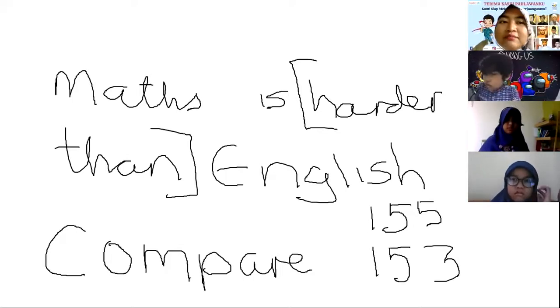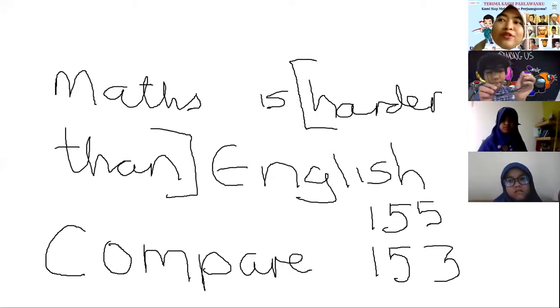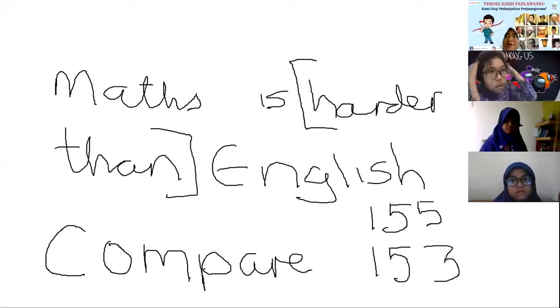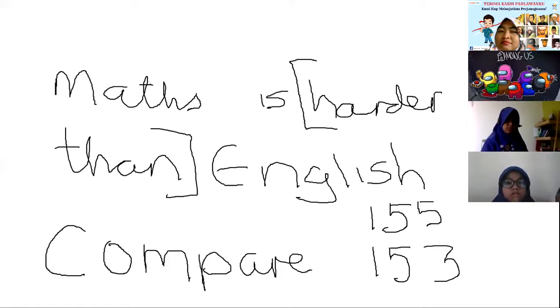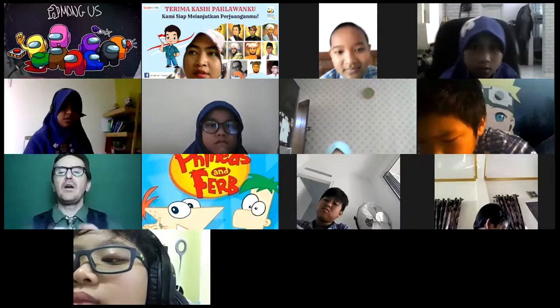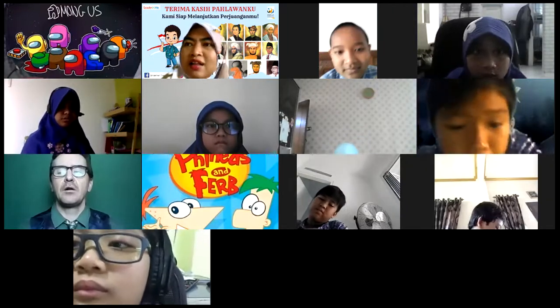So we could say Kansa is taller than Fira. Fira is shorter than Kansa. So we are comparing Fira and Kansa. We are comparing two different people. Okay, so let me just stop sharing. So guys, when we are comparing, we need to add either ER or more.